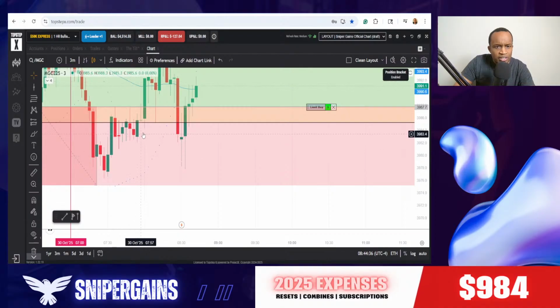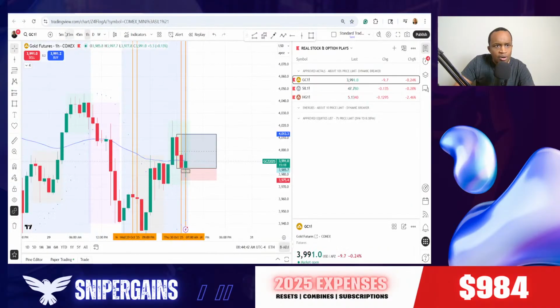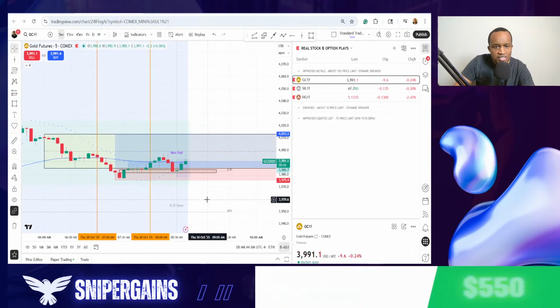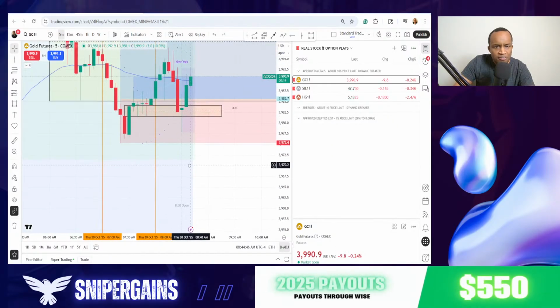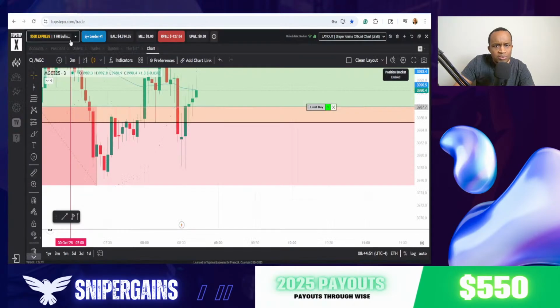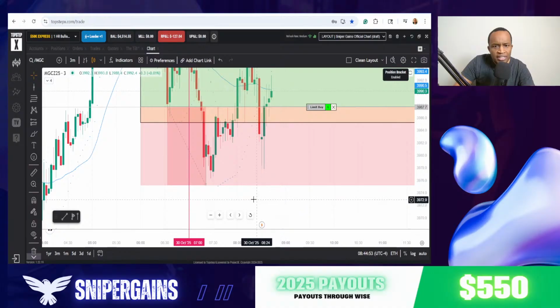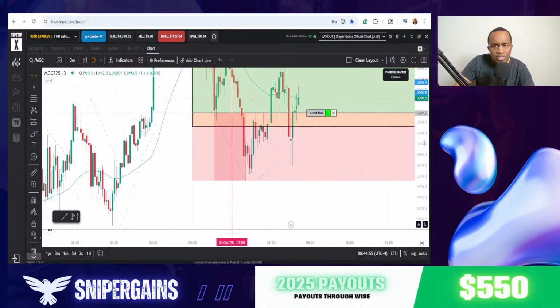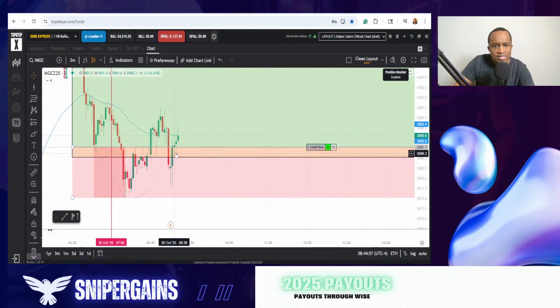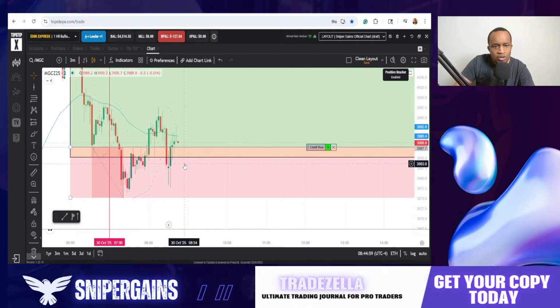It doesn't show it here on the MGC, but it does show it on the GC, because the GC did show that fair value gap. It's like literally right here. So what I will do is I'm just going to play it conservatively. In the conservative way of doing this, I'm going to let it hit the target.